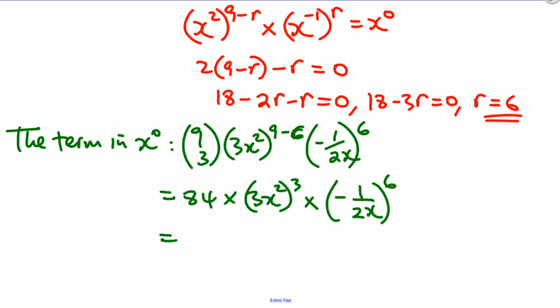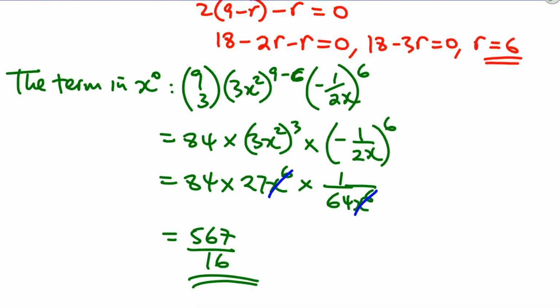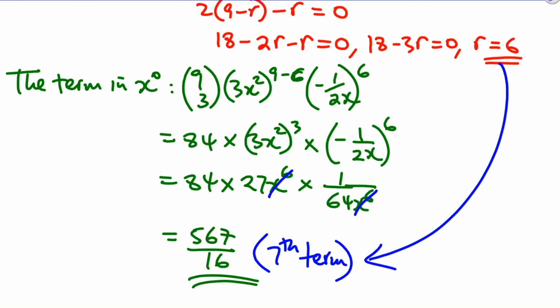Anyway, let's simplify this. So this will be 84 multiplied by 27x to the power 6 multiplied by 1 over 64x to the power 6. So the x to the power 6 will cancel, and our answer here will be 567 over 16. Now, again, this is just an extra step: because r is 6, this term will be the 7th term. I know this is not necessary in this question, but it's just important to know that because r is 6, this will be the 7th term in this expansion.